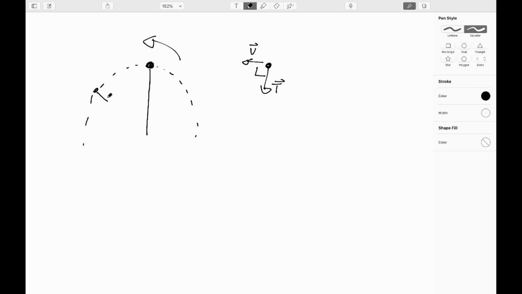And they will be everywhere along here. So say here the tension would be again in toward the center of the circle, the velocity would be tangent to the circle, again it would be perpendicular. So here, if a force is always perpendicular to the velocity, the work done by that force is 0.